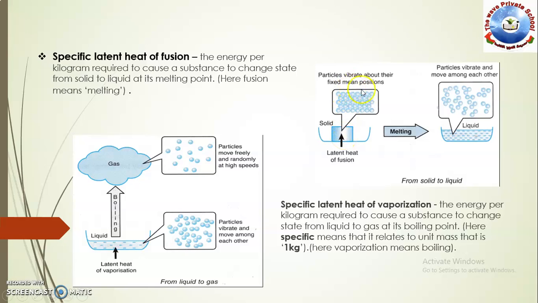In solid, particles vibrate about their mean position as they are fixed. But when it melts and changes its state from solid to liquid, then particles vibrate and move among each other as there are spaces between them. So the energy supplied to change its state per kilogram is called specific latent heat of fusion. Fusion means melting. Now specific latent heat of vaporization.